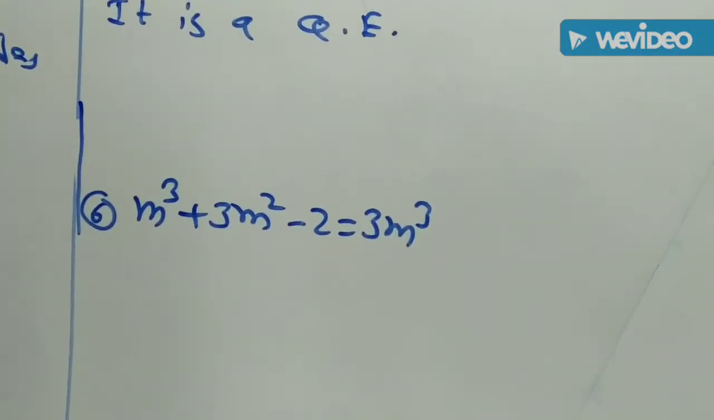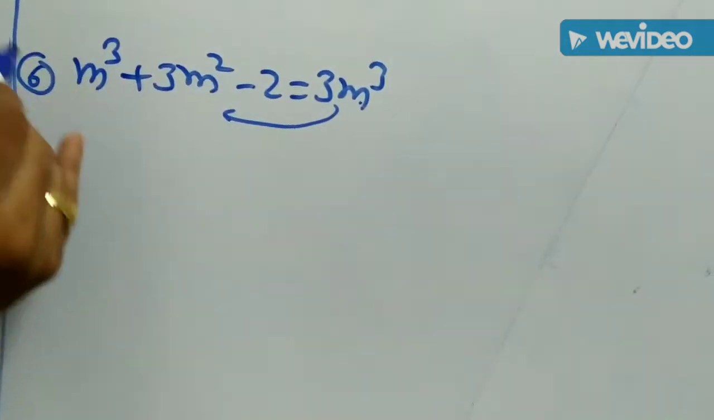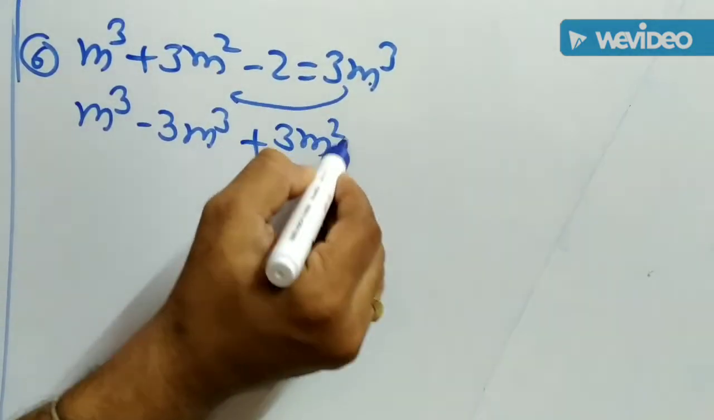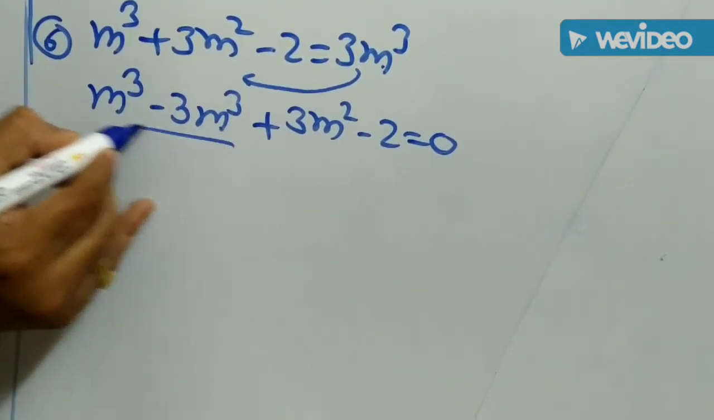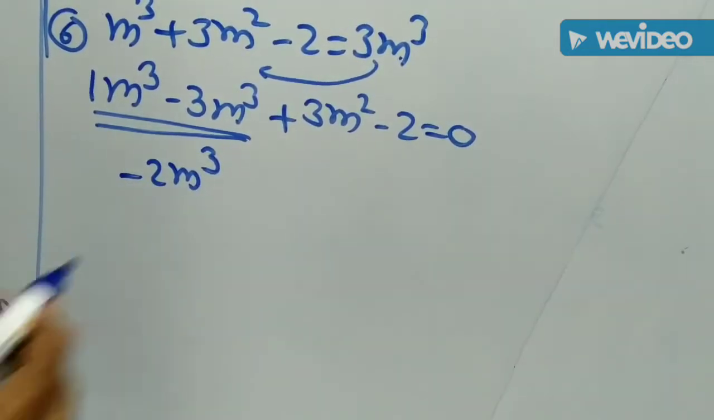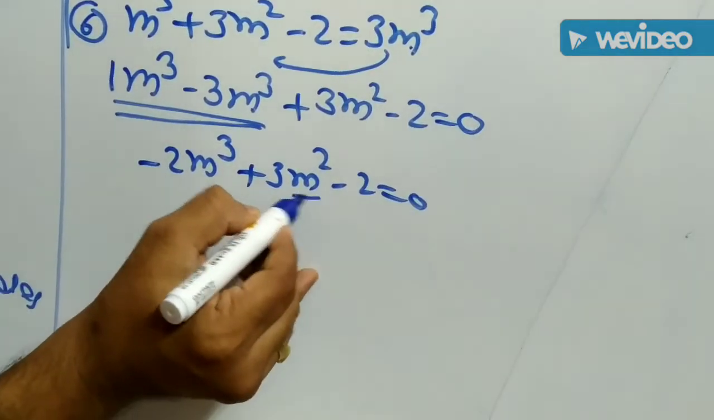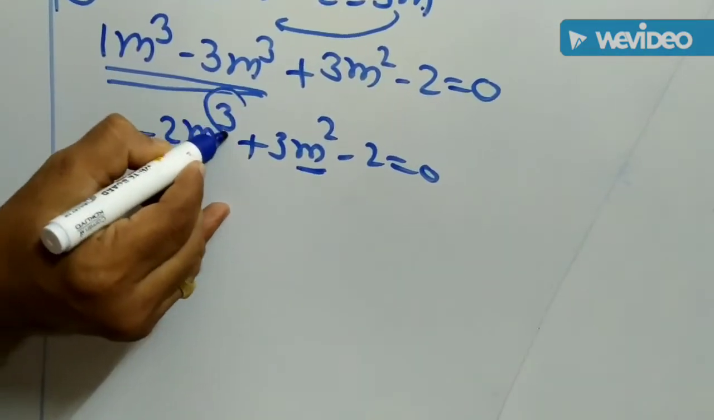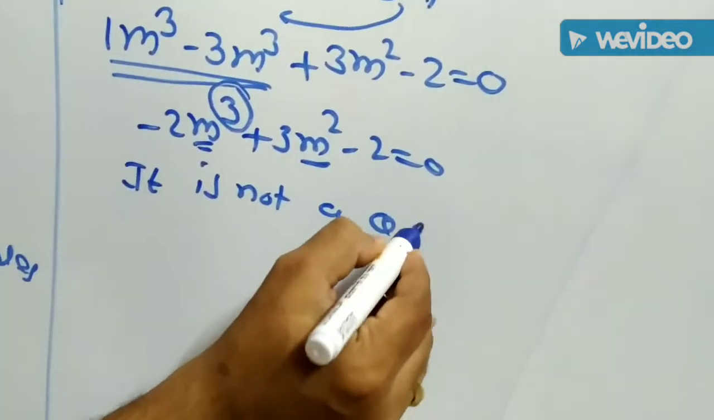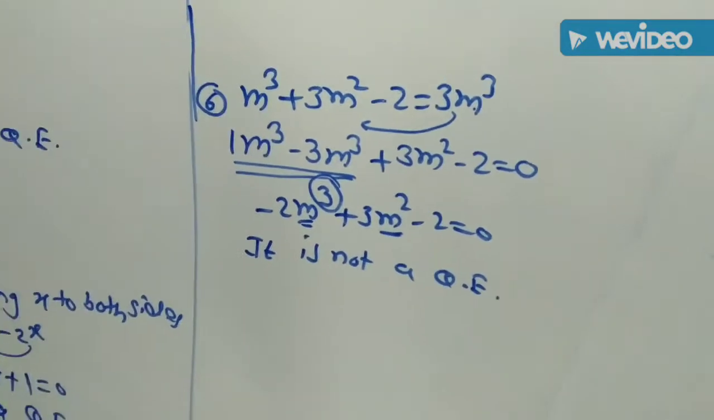Now sixth example. Firstly, write in standard form, plus 3m gets converted to minus, that is m cube minus 3m cube plus 3m square minus 2 is equal to 0. Now solve these two terms, 1m cube minus 3m cube, that is minus 2m cube plus 3m square minus 2 is equal to 0. This is the polynomial in one variable, but its highest degree is 3, not 2, and therefore it is not a quadratic equation. And that is the second example: decide which of the following are quadratic equations.